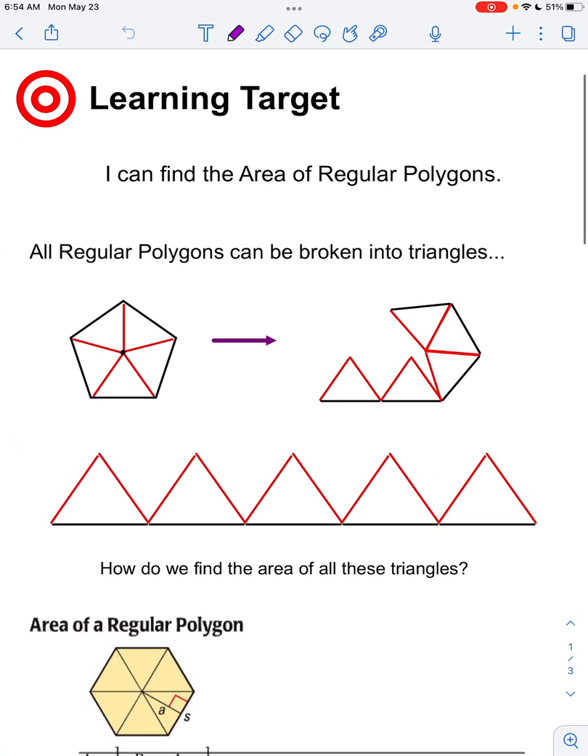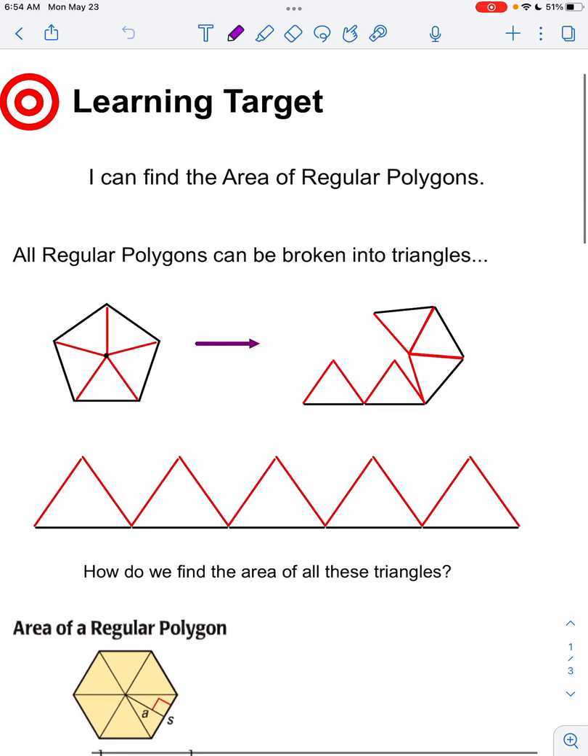Okay, as we take a look at the area of regular polygons. Regular means, again, same angles and same side lengths. Polygons can be multiple shapes. So this time it looks like 1, 2, 3. We've got a pentagon. So notice what happens when we break apart our pentagon.